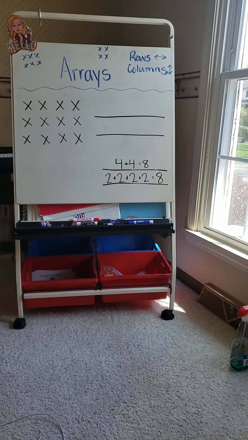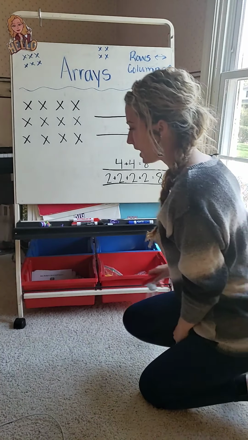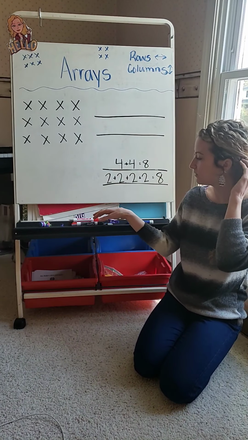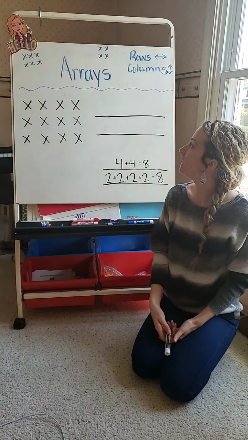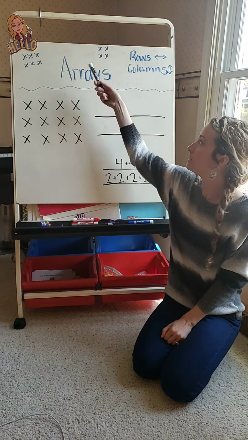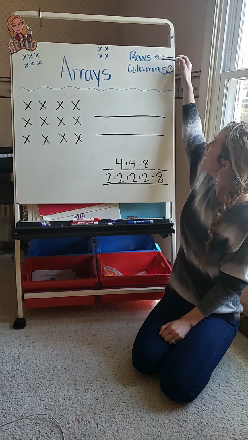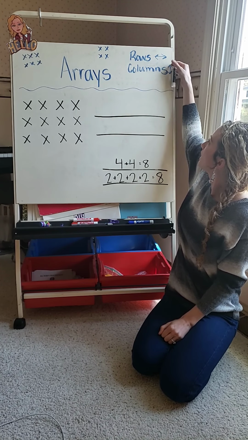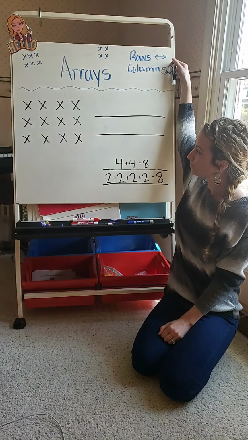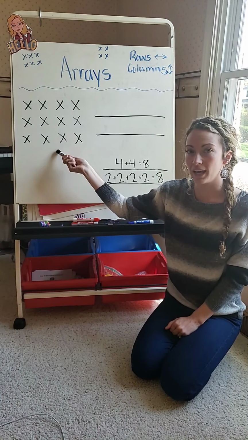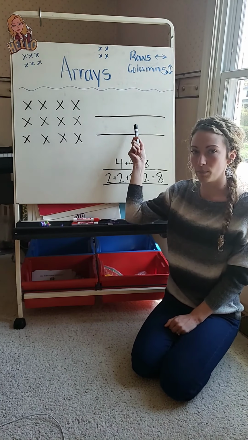Okay, so today we are just looking at arrays one more time on my board that I have. So before we even begin, we are talking about arrays. And in arrays, we have rows that go this way, and we have columns that go this way, up and down. So the first thing we're going to do is look at this array, and then we're going to make our number models.